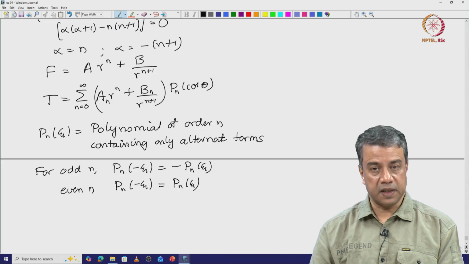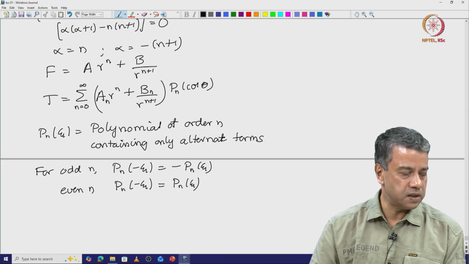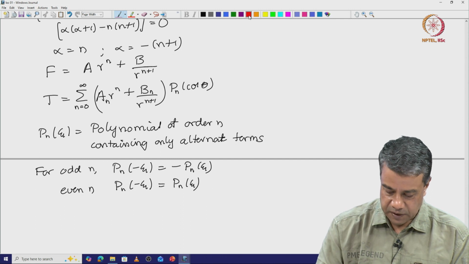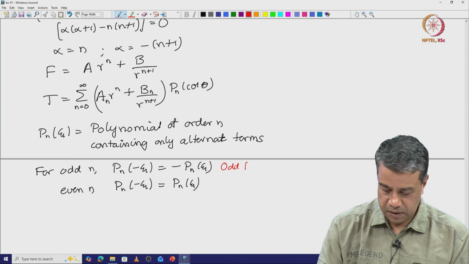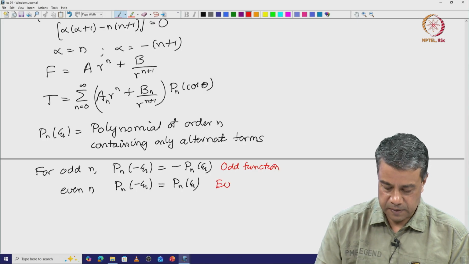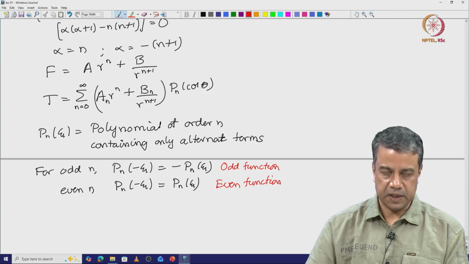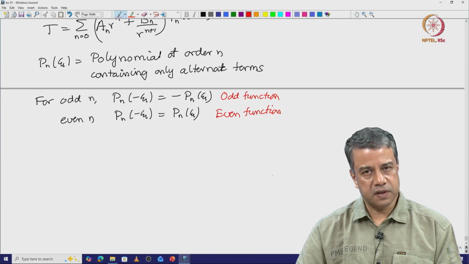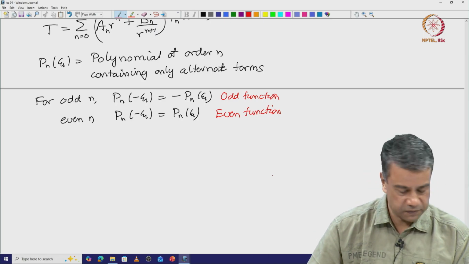Note that psi goes from minus 1 to plus 1, corresponding to theta going from 0 to pi. So, this is an odd function of psi, and this is an even function of psi. So, for odd n it is an odd function of psi, and for even n it is an even function of psi.